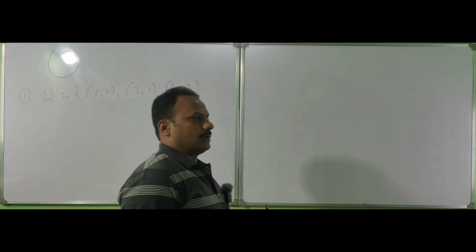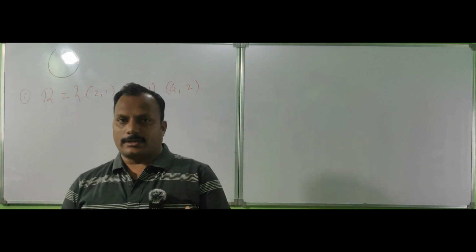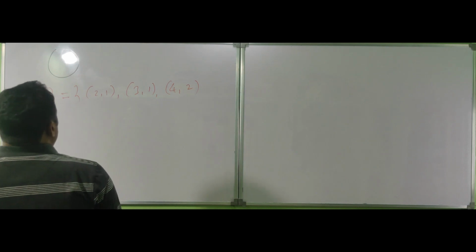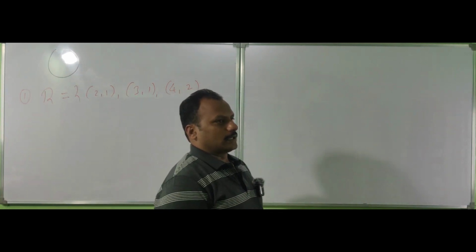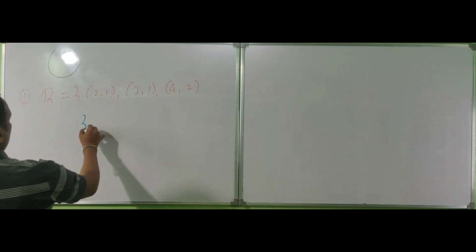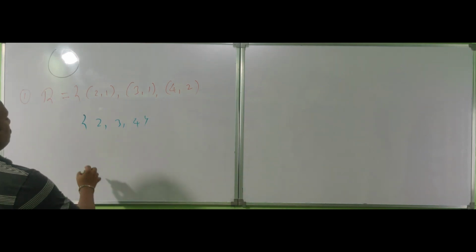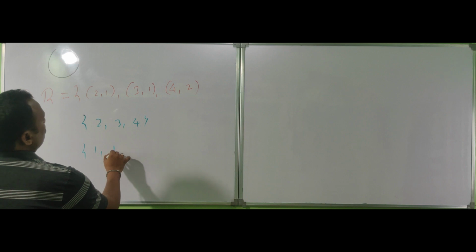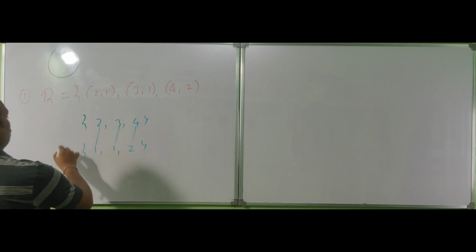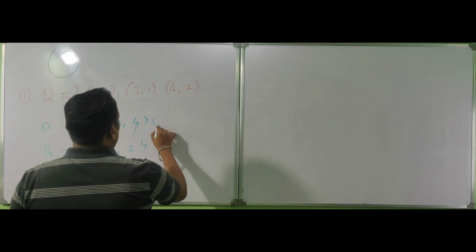Is this a function or not? Then write the domain and range. What is the first function? All distinct inputs have distinct outputs. Here the first one is 2, 3, 4. Do they have different outputs? Yes or no? 1 and 2: 2 has 1, 3 has 1, and 4 has 2. This is the domain and this is the range. Yes, this is the function.